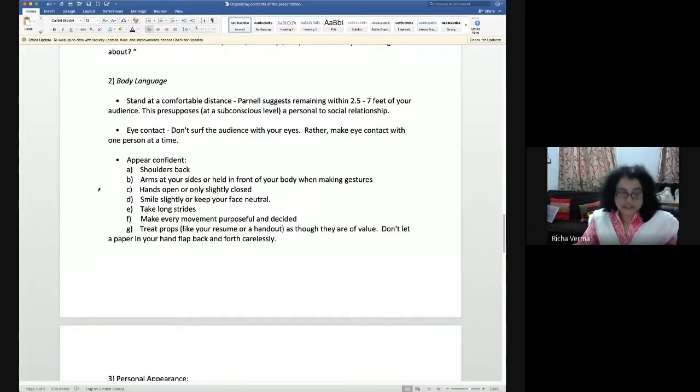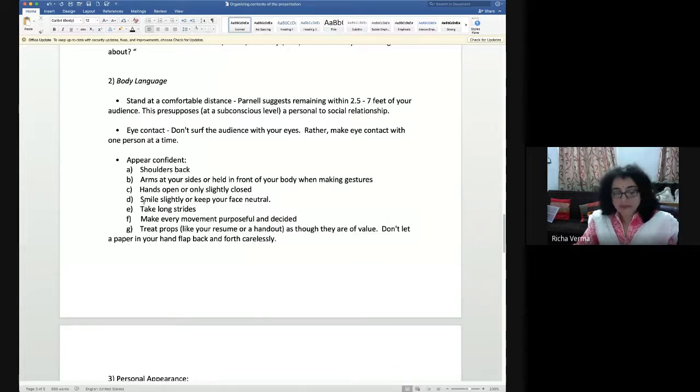Hands should not be in the pocket, it should be outside the pocket. Hands should be open or only slightly closed. Slightly closed means this. Not too much, but generally this way, so that you can have a very good gesture when you are speaking to someone. Or either it should be open and at the side.